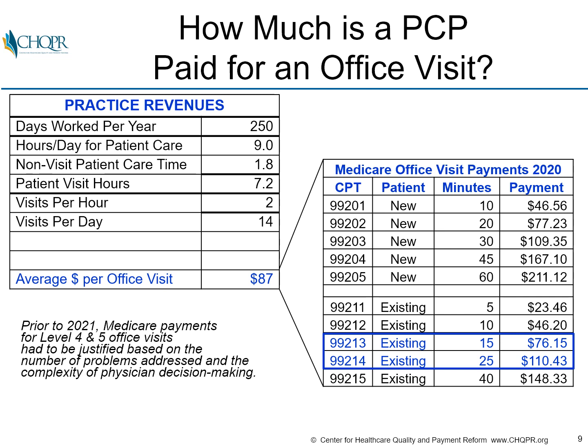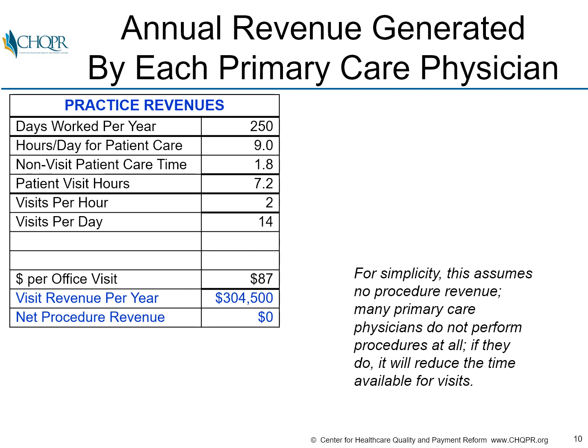The amount the physician is paid for the visits depends on whether it is a new patient or an existing patient and the complexity of the issues being addressed during the visit. On average, at Medicare payment rates, the physician would likely be paid about $87 for each of the half-hour visits. Based on these assumptions about visits and payments, the primary care practice will receive about $305,000 in total revenue during the year.